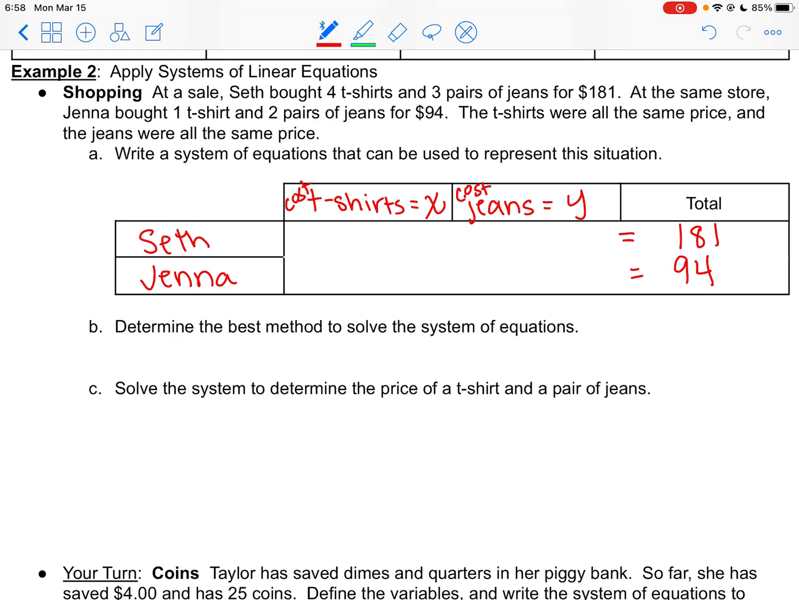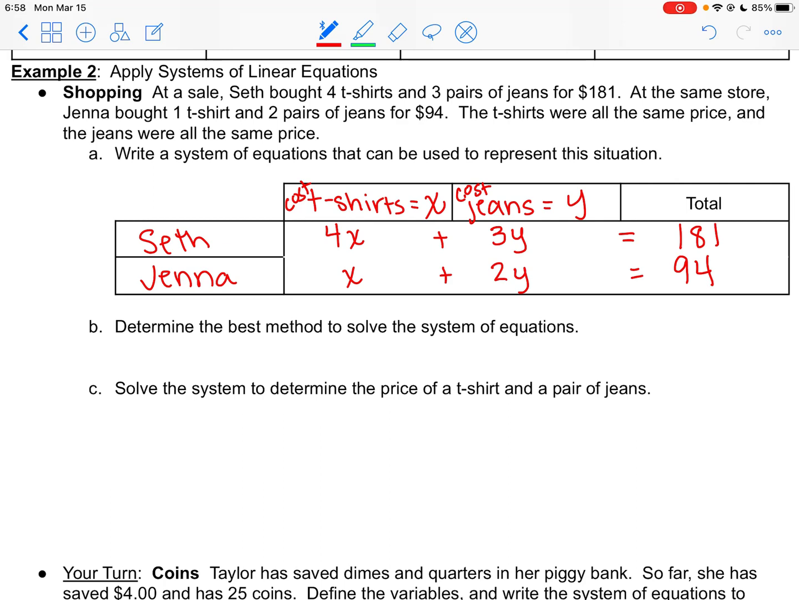So I know how many they bought. Seth bought 4 t-shirts, so that's going to be 4 times however many t-shirts he bought. And he bought 3 pairs of jeans, so that's going to be 3 times however much jeans cost. When I add those together, that's going to give me a total of $181. So Jenna bought 1 t-shirt and 2 pairs of jeans for $94.